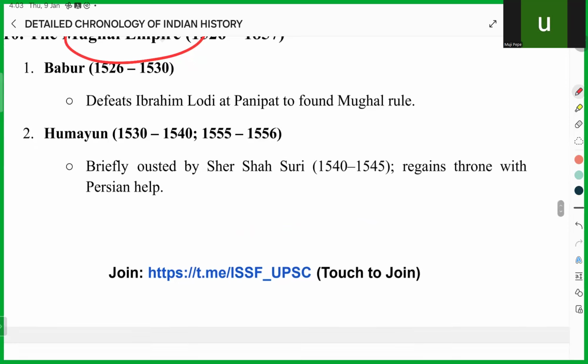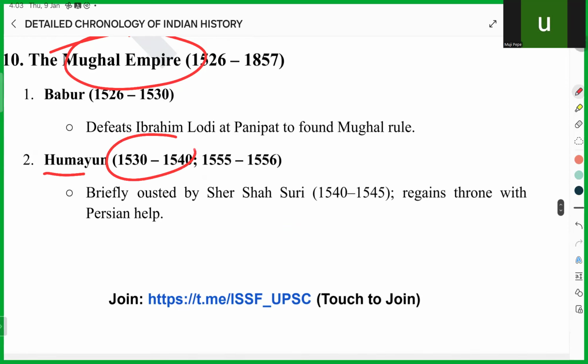So you understood that Humayun's rule was interrupted by the Sur dynasty. For 15 years he was exiled, and he went from one place to another, from one raja to another, one king to another, begging for help. Finally he was helped by the Persians, but only after Sher Shah Suri died in a freak accident.